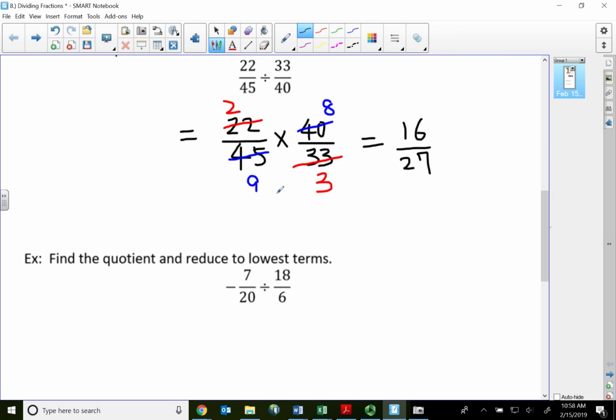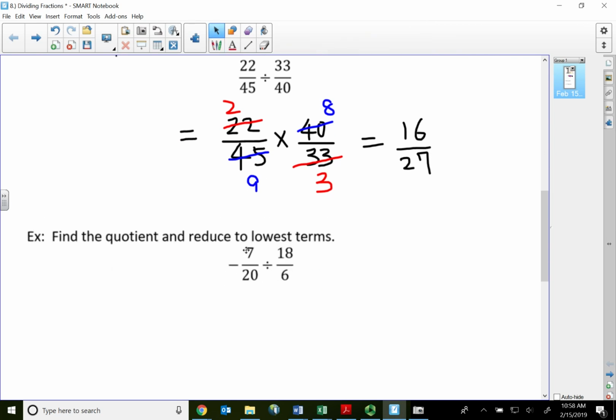All right, let's try one with negatives. Multiplying and dividing with negatives follows the same rule. A negative fraction divided by a positive fraction, negative divided by a positive, my answer will be negative. So my final answer will be negative.